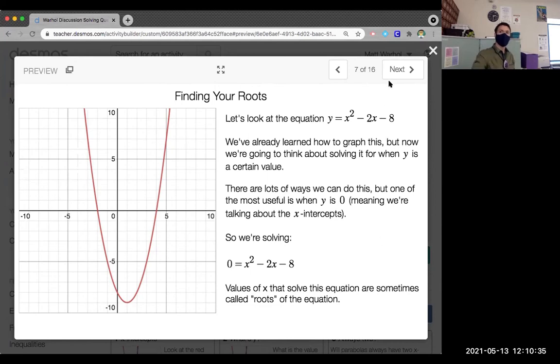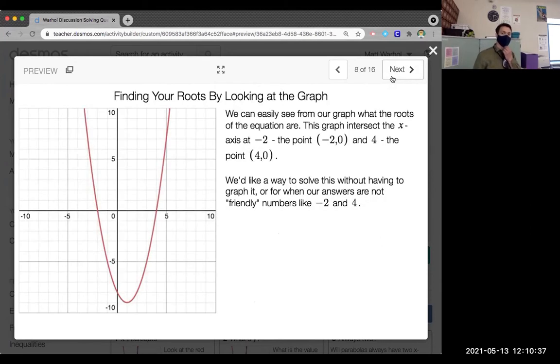And so in this example, if you wanted to find your roots, you just look at the graph. You would say, you know what? I have 2 x-intercepts. One of them's over here. The other one's over here. So my roots are negative 2, 0, and 4, 0. They're ordered pairs because they're the x-intercepts. So the roots are just where they cross.